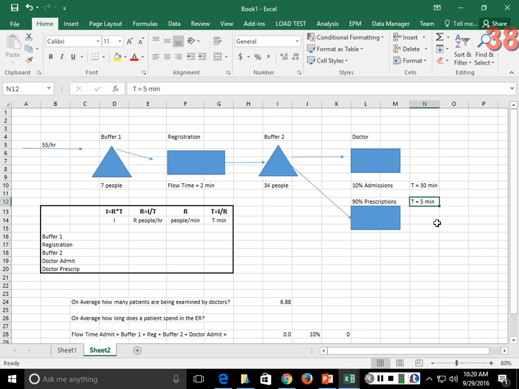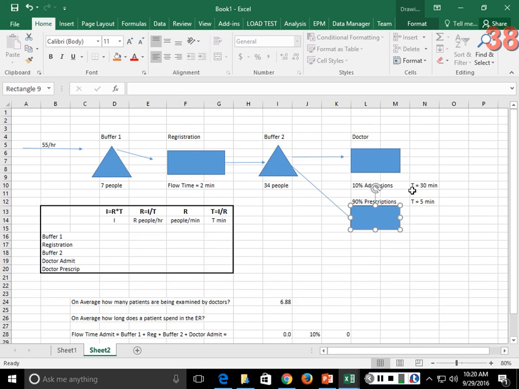And among those admitted to the hospital, the average time that they spend with the doctor is 30 minutes, okay? So that's how long that step takes, 30 minutes, and this step takes 5 minutes, okay? So then our question is, on average, how long does a patient spend in the ER, okay?